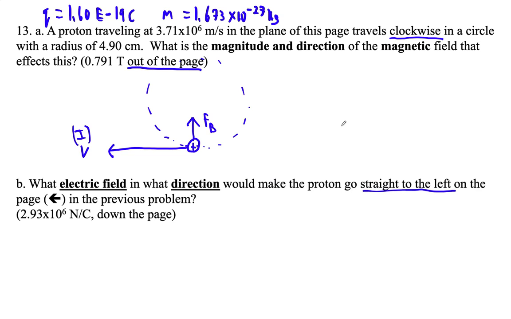Now, as far as how to figure this out, we're going to say that the magnetic force equals the centripetal force. So QvB equals mv squared over r. And then what are we solving for? B. So we can cancel out one of the v's, and B is going to be mv over rq.